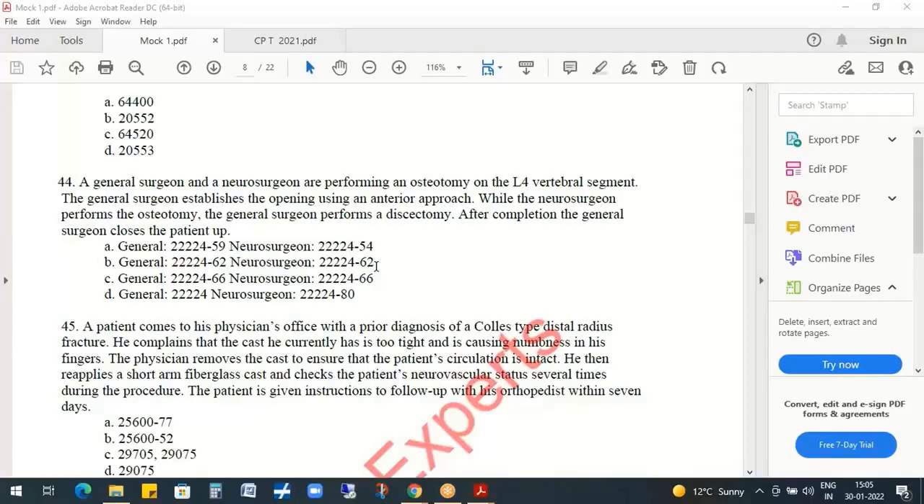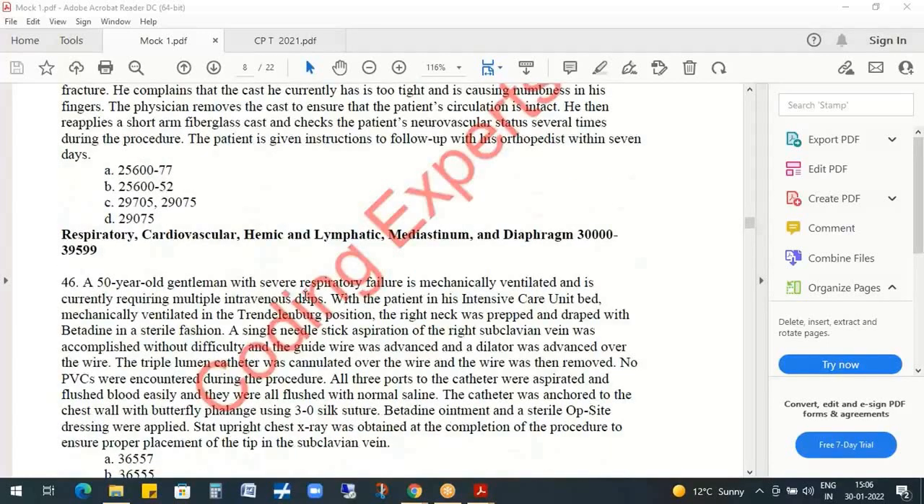If you see the scenario here, the general surgeon and neurosurgeon both are performing the procedure. No one is an assistant here. Both are performing the same procedure or not? Yes, sir. Then what is the modifier, Sampath? Okay, sir. I will check it. 62 modifier. Both are involved in the procedure. Next, up to 45.